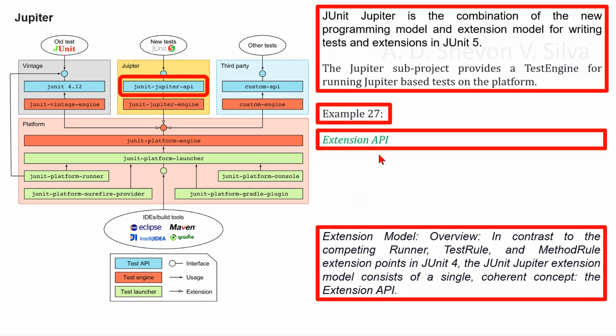Now we are considering the extension API, the overview. In contrast to the competing Runner, TestRule, and MethodRule extension points in JUnit 4, the JUnit Jupiter extension model consists of a single coherent concept, the Extension API. Note, however, that Extension itself is just a marker interface.